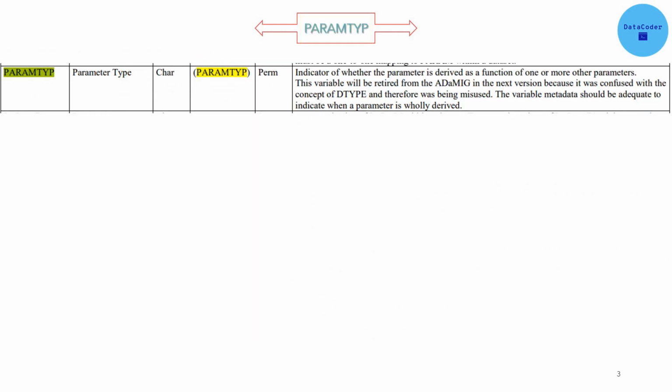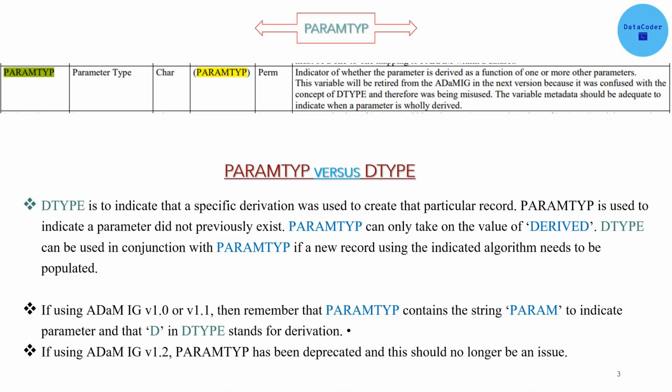So the next concept is PARAMTYPE, and PARAMTYPE is used when a new parameter is derived as a function of one or more other parameters. Okay, DTYPE is derived within a parameter, while for PARAMTYPE a new parameter has been derived. In the next ADaM IG, this variable is going to be removed. So let's see the difference between PARAMTYPE versus DTYPE.